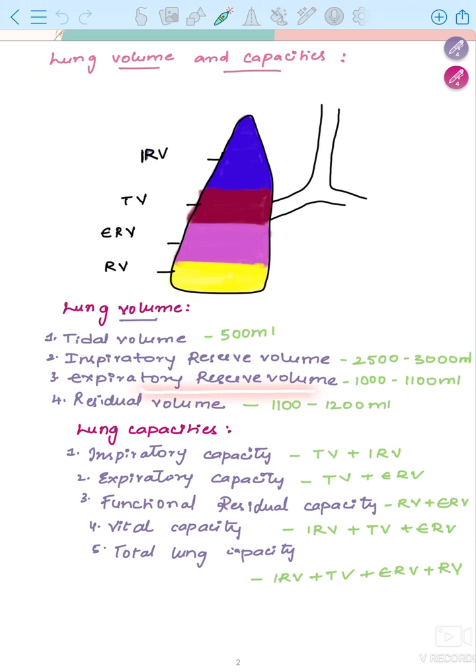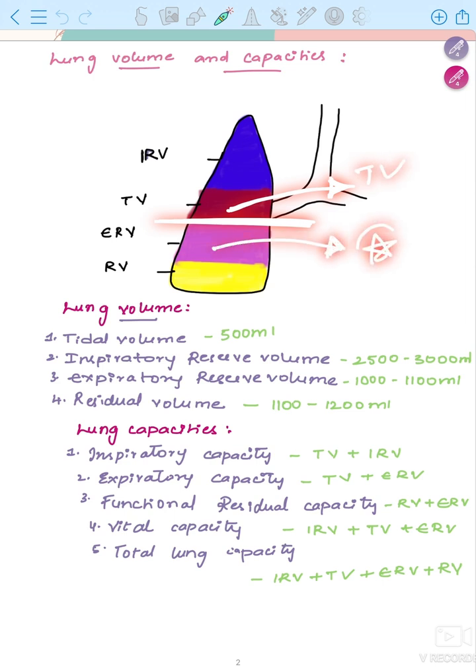What is expiratory reserve volume? Expiratory means additional. Now normal inspiration has taken place and normal expiration has taken place, that is known as tidal volume. Now after normal expiration, this is the volume of lung, right? After normal expiration, the additional volume of air which is expired forcefully is known as expiratory reserve volume.